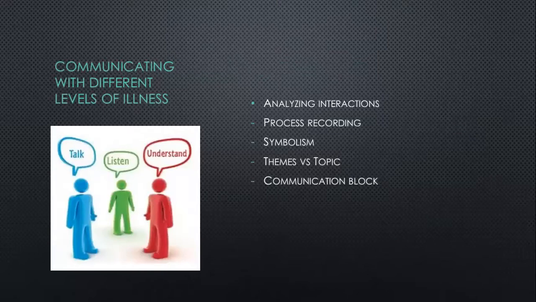So, when we talk about communicating with different levels of illness, there's a lot of different tools that we can use. And what I mean by communicating with different levels of illness is talking about how a lot of psychiatric symptoms can impair communication. If someone's hallucinating and they're seeing or hearing things that aren't there, they may be distracted. They may not know if the nurse is real. They may not be able to differentiate the voices in their head from the voices that the nurses are using.